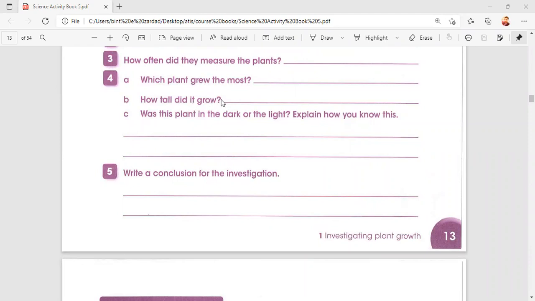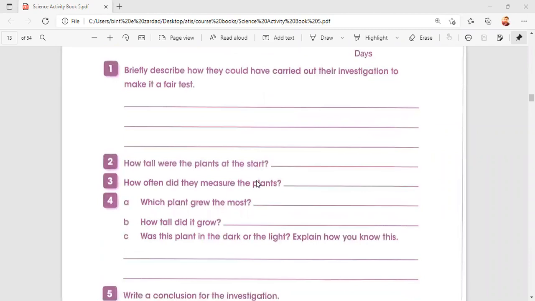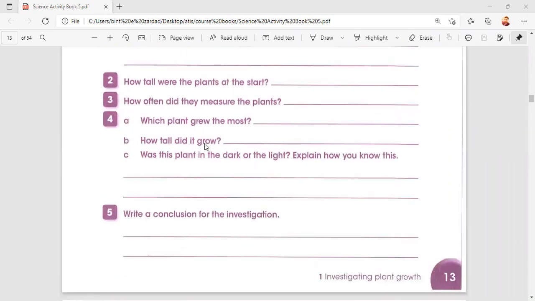How tall did it grow? It's at most 22, yeah, 22 centimeters. How tall did it grow? We're talking about plant A. 22 centimeters.